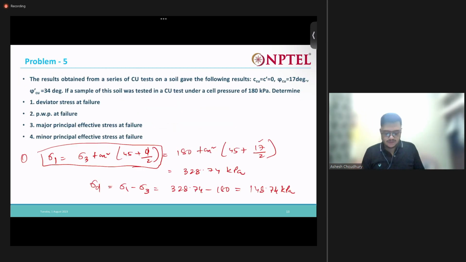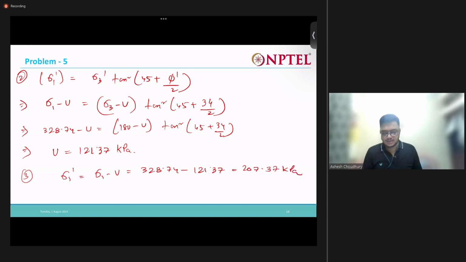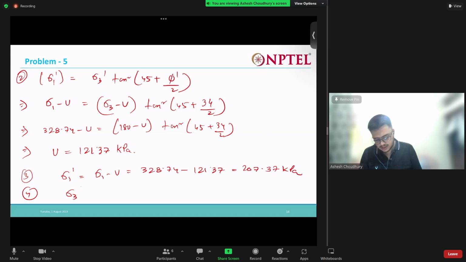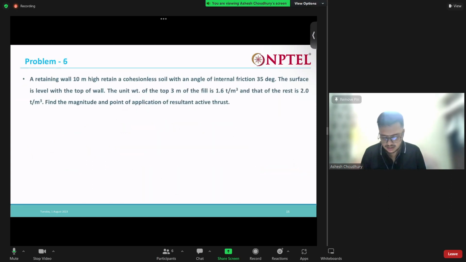Now the major principal effective stress at failure. That's more simple, right? The major principal effective stress at failure, sigma 1 dash, is nothing but sigma 1 minus u, 328.74 minus 121.37, which is 207.37. All right, and the last is sigma 3 dash. Same, sigma 3 minus u, 180 minus 121.37, which is 58.63. Correct. So quite simple, right?